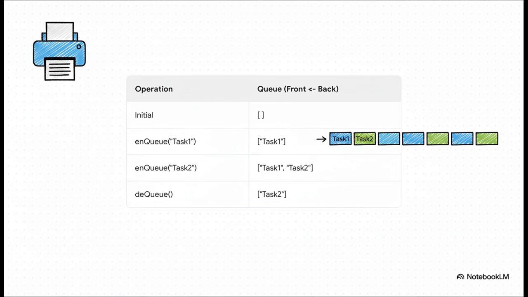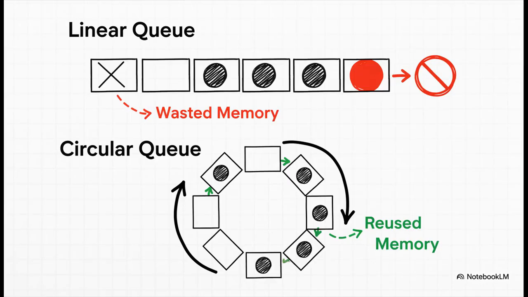Now let's flip that and look at a queue. We enqueue task 1, then we enqueue task 2, and it goes in line behind task 1. But see what happens when we dequeue. We don't touch the last item. Nope, we take from the front. Task 1 gets processed and removed, leaving Task 2 to move up to the front of the line. It's just like a printer queue. First come, first served.